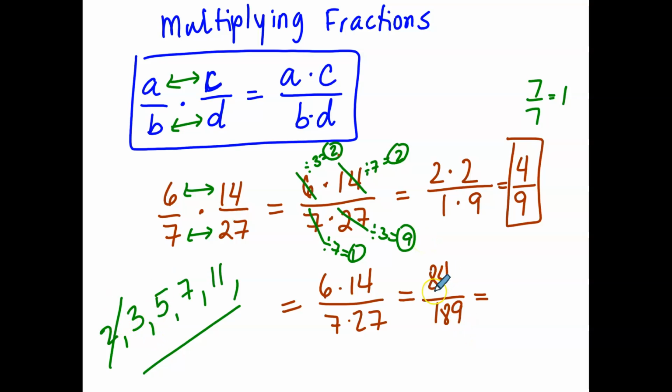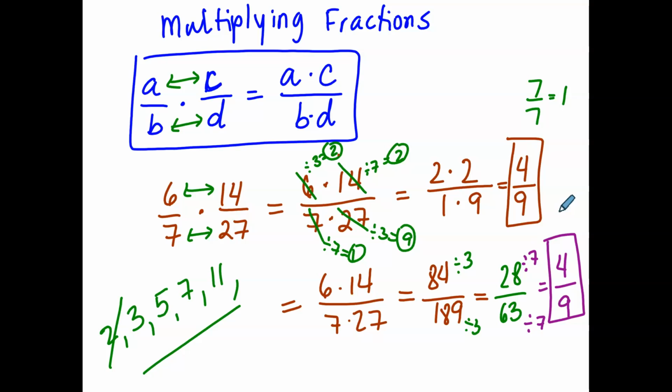Let's check 3. 8 plus 4 is 12, so it is divisible by 3. 1 plus 8 is 9, plus 9 is 18, so 189 is also divisible by 3. 84 divided by 3 is 28, and 189 divided by 3 is 63. And then perhaps we can divide them by 7, and we will get 4 over 9, which is the same result. It might take a little longer, but in both cases, we get the same answer.